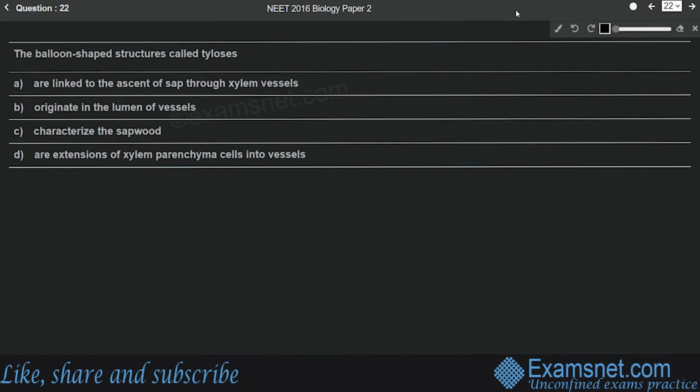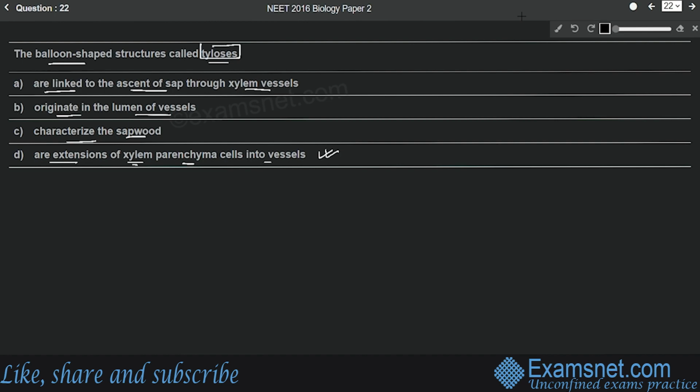Question number 22 is again from Anatomy of Flowering Plants, and the question is, the balloon-shaped structures called tyloses are linked to the ascent of sap through xylem vessels, originate in the lumen of vessels, characterize the sapwood, and the last one is, are extensions of xylem parenchyma cells into the vessels. Okay, so the correct answer is option number D, that is, the tyloses are extensions of xylem parenchyma cells into the vessels. Okay, so this is actually the definition of tyloses.